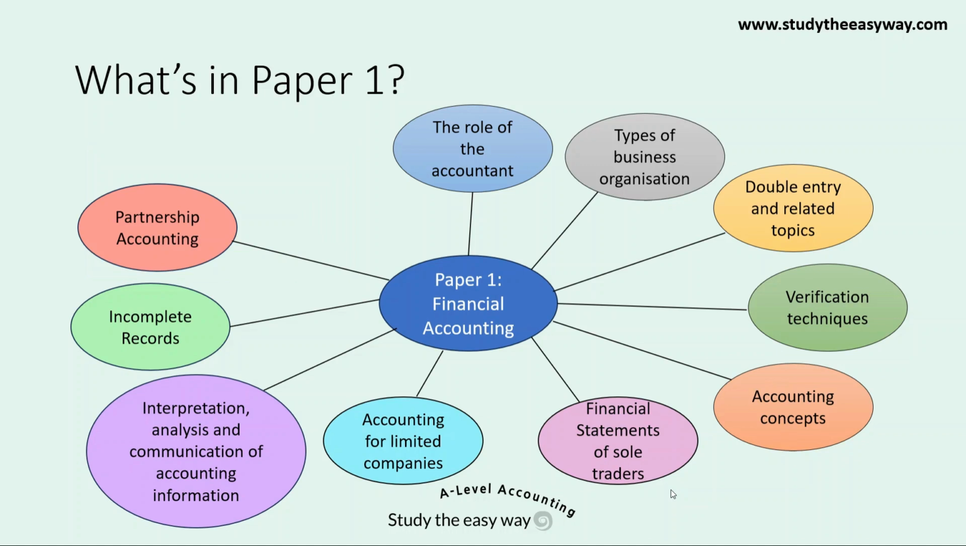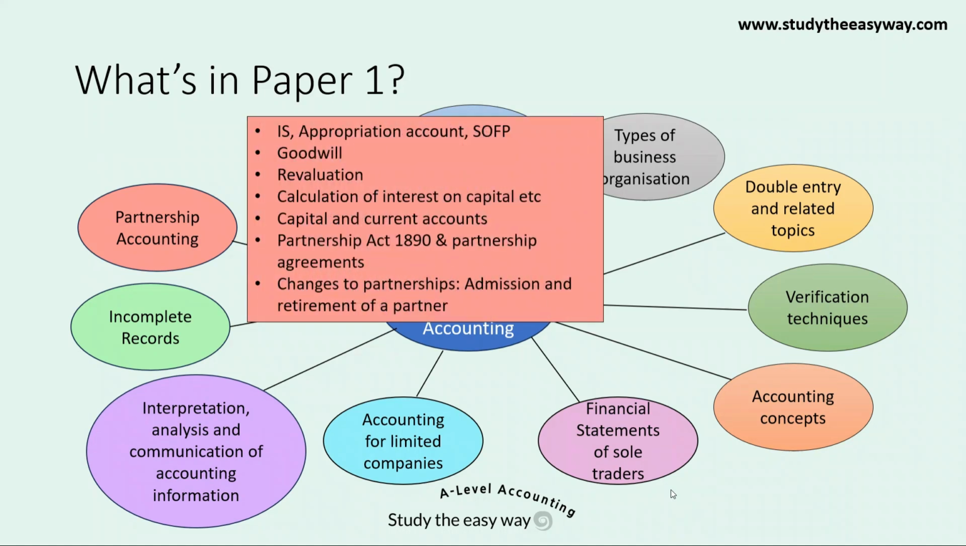In partnership accounting, you'll need to be able to prepare the financial statements, which include an appropriation account. You'll need to account for goodwill and revaluation using the appropriate temporary accounts. You'll also need to be able to prepare the partnership capital and current accounts, performing any necessary calculations. Also included in this section is knowledge of the basic accounting requirements of the Partnership Act 1890 and how a partnership agreement can be used to overcome these. Finally, you'll need to be able to account for the admission and retirement of a partner.